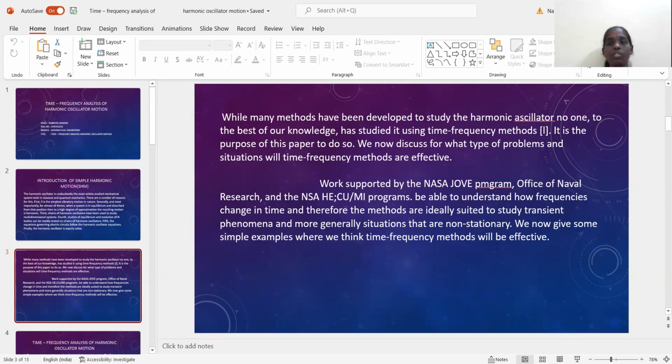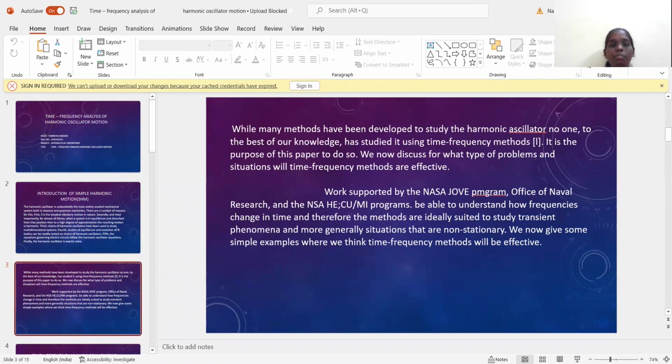While many methods have been developed to study the harmonic oscillator, no one, to the best of our knowledge, has studied it using time frequency methods. It is the purpose of this paper to do so. We now discuss for what type of problems and solutions time frequency methods are effective.